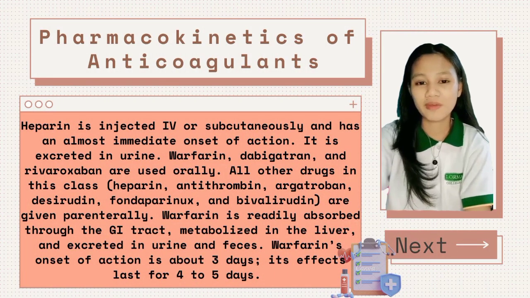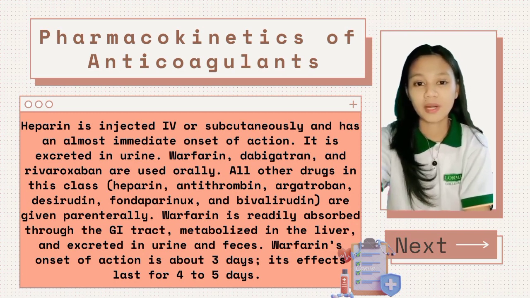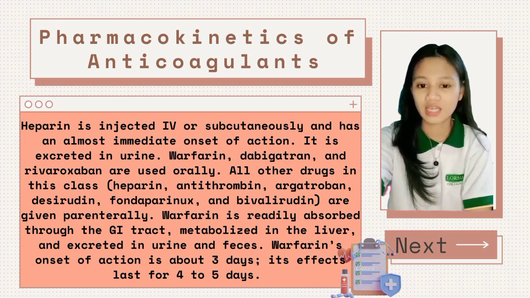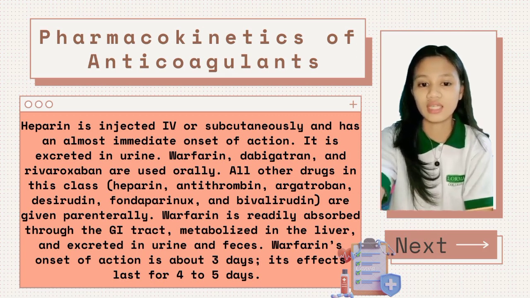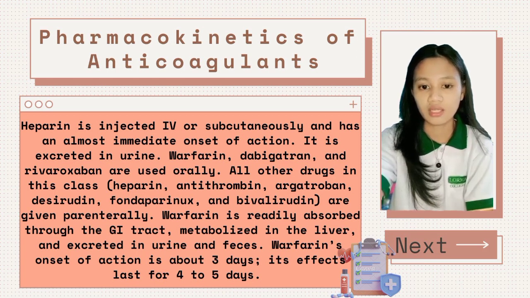Hi, I'm Jason Nicole Perez and I am explaining the pharmacokinetics and the adverse effects. So for the pharmacokinetics, heparin is injected intravenously or subcutaneously and has an almost immediate onset of action. It is excreted in the urine. Warfarin, dabigatran, and rivaroxaban are used orally. All other drugs in this class, which are heparin, antithrombin, argatroban, desirudin, fondaparinux, and bivalirudin, are given parenterally.